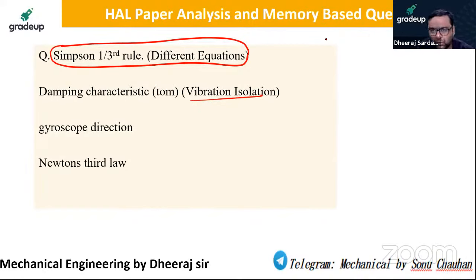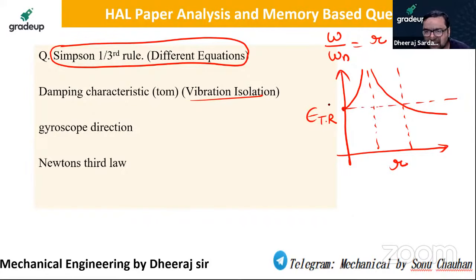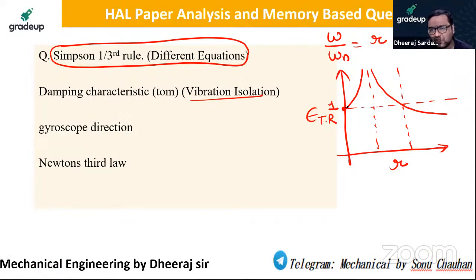Exactly, if I tell you, you already know that there is a ratio, omega by omega n, which is represented by R. And you very well know whenever we go for a curve, this is from vibration basically, a curve between transmissibility ratio and R, plotted for various values of zeta. So you know that whenever you make the curve, it comes like this. This is the value where we say the transmissibility ratio is 1, and there are a lot of curves for different values of zeta, like this.